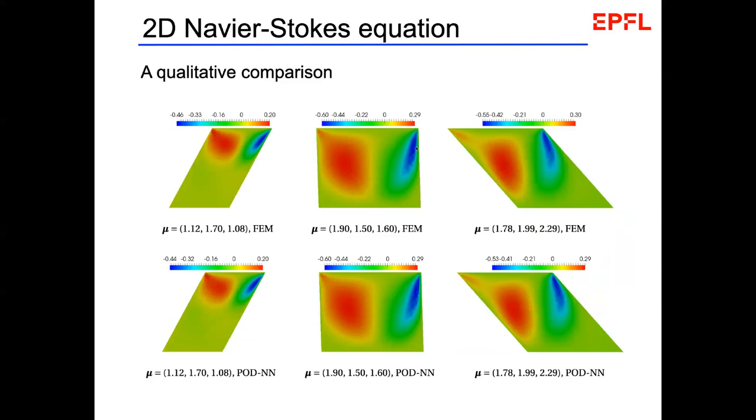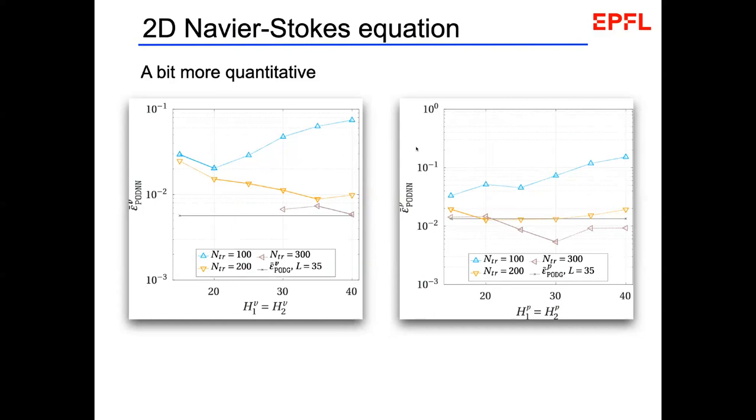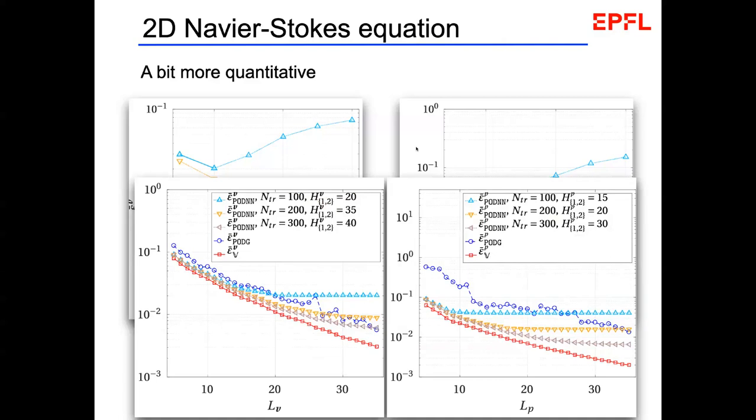Now, if you look at the solutions, sort of eyeball solutions, you can see that they look fine. The top ones are the finite elements, the bottom ones are the reduced order model with the neural net. If you look at the errors, exactly the same way as we talked about them, with having enough training data, depending on the size, you can certainly reach the accuracy that you want. And if you look at the actual errors, rather than the generalization error, which is the top one.